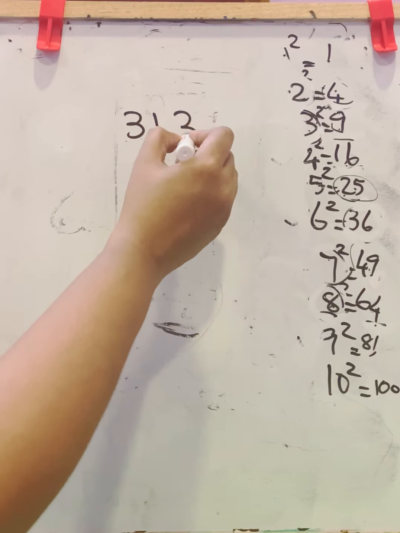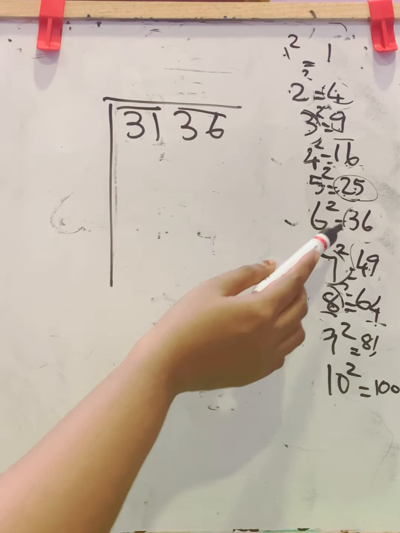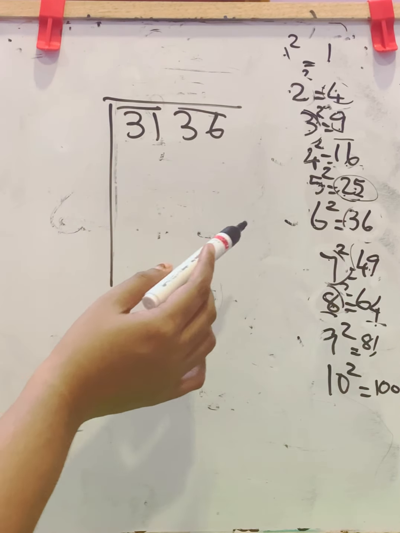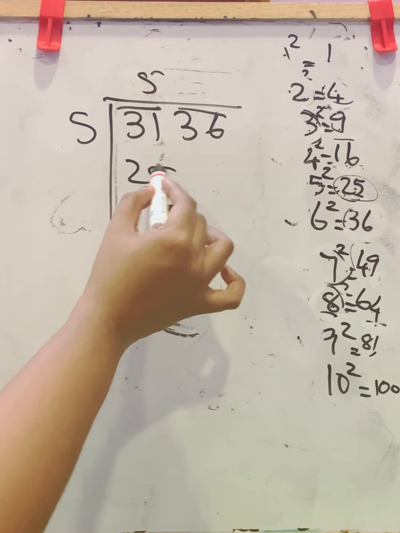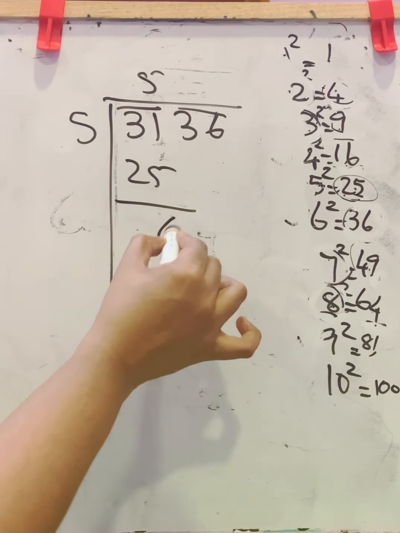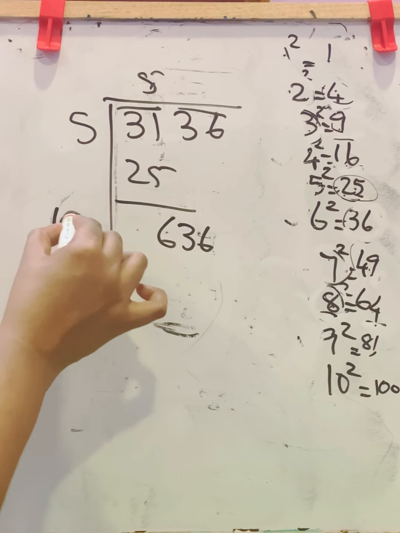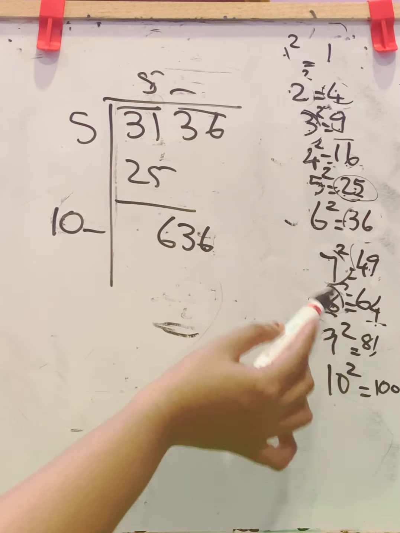Next is 3136. Pair it. 31 lies between 25 and 36. The smallest perfect square among those numbers is 25. So 5 5s are 25. Now balance is 6. Carry down this 36. Double this number. 5 2s are 10. Dash and dash. 6. Ending digit 6 means either 4 or 6.